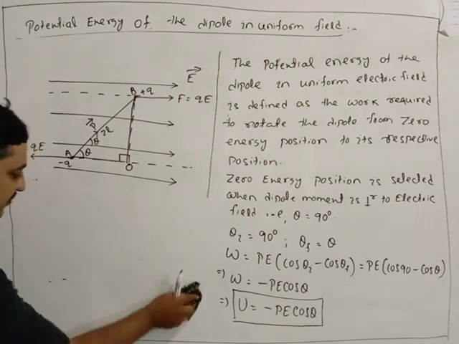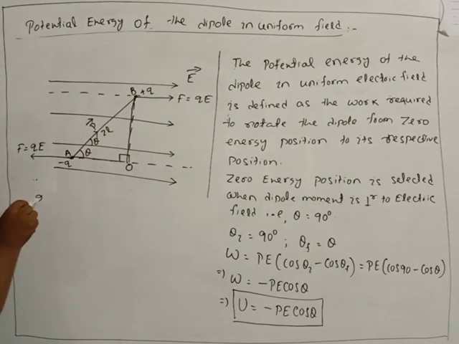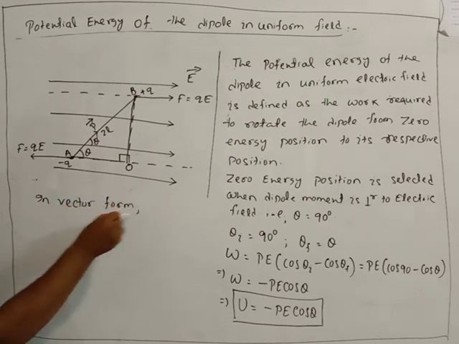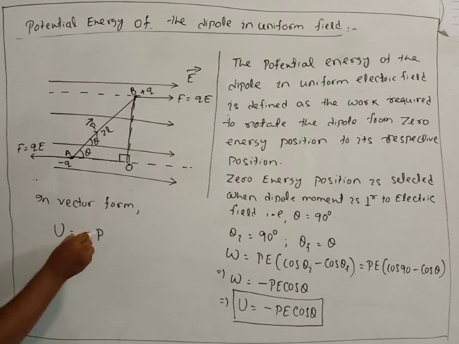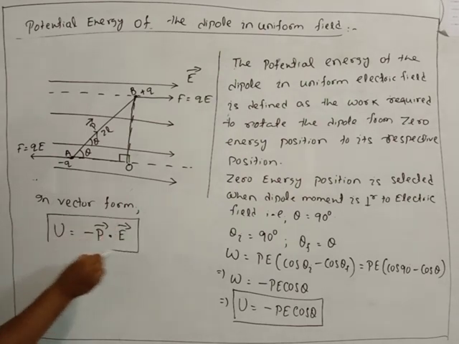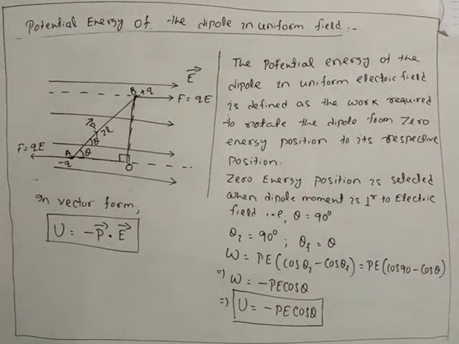Now in vector form, we can write U equals minus P dot E. This is the formula for potential energy.